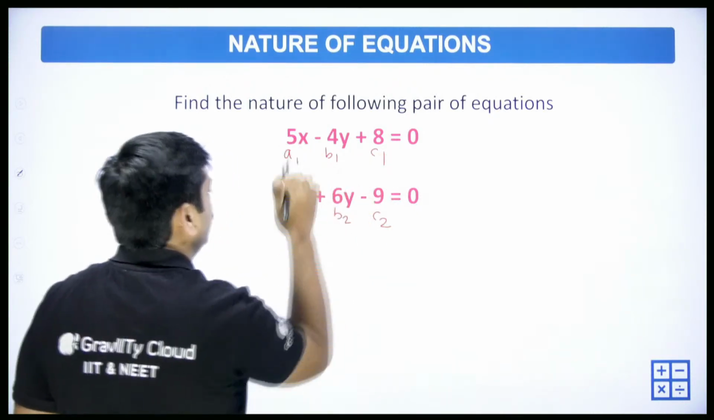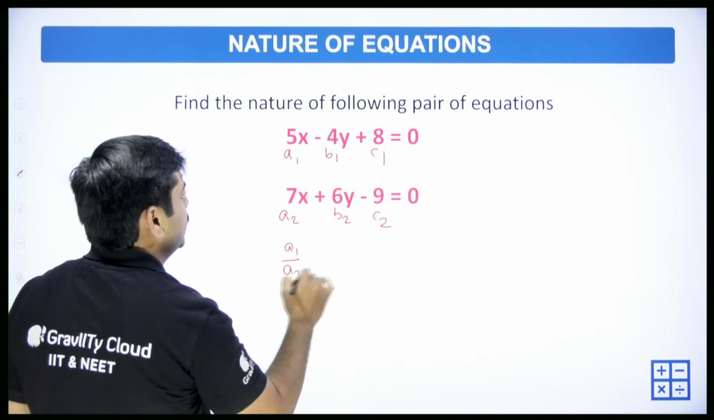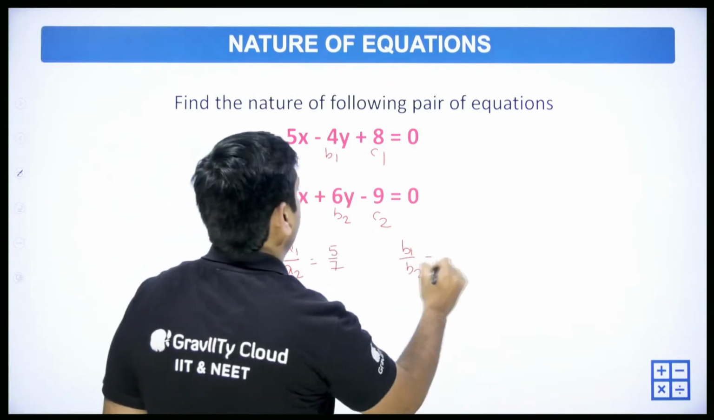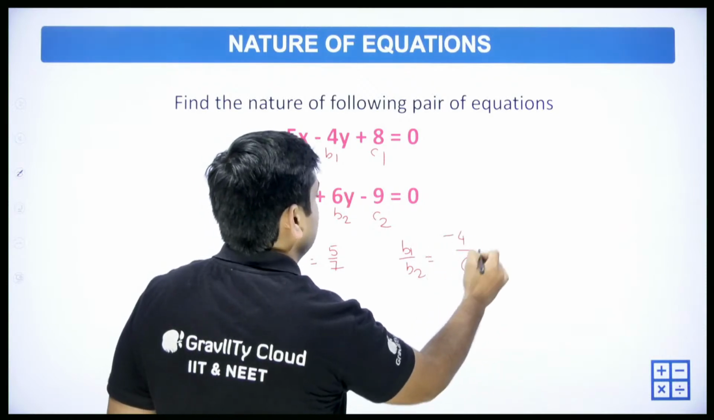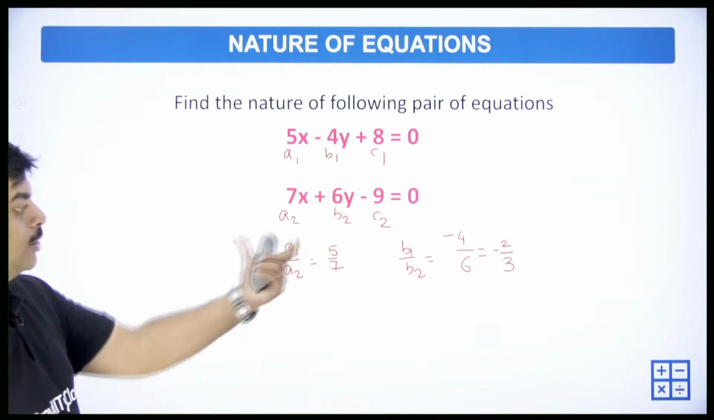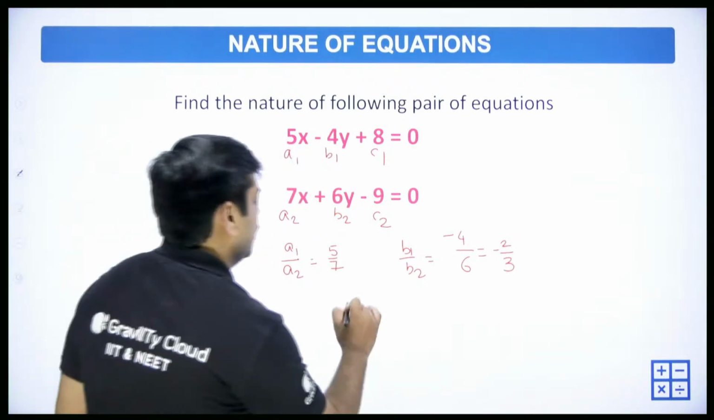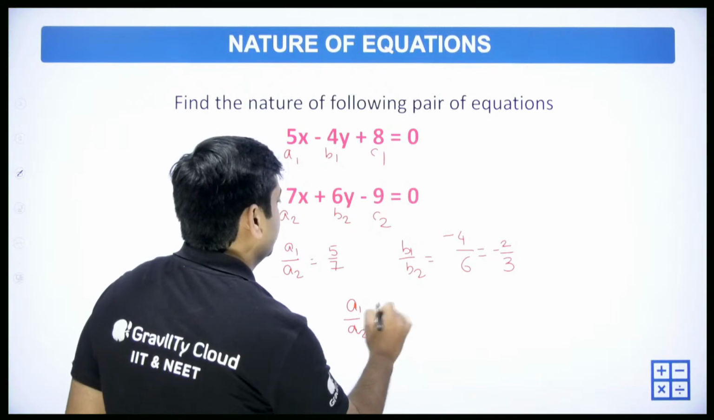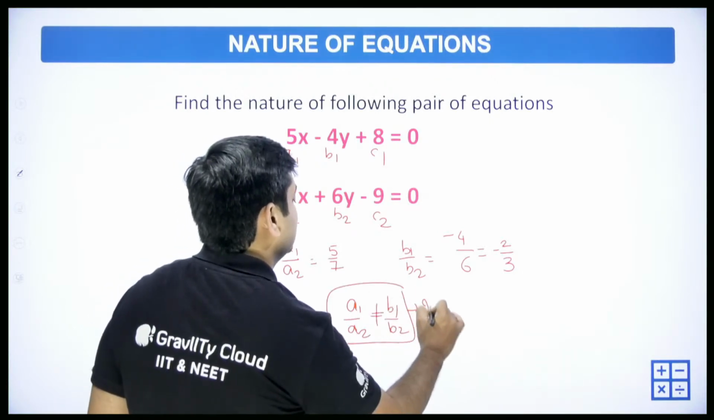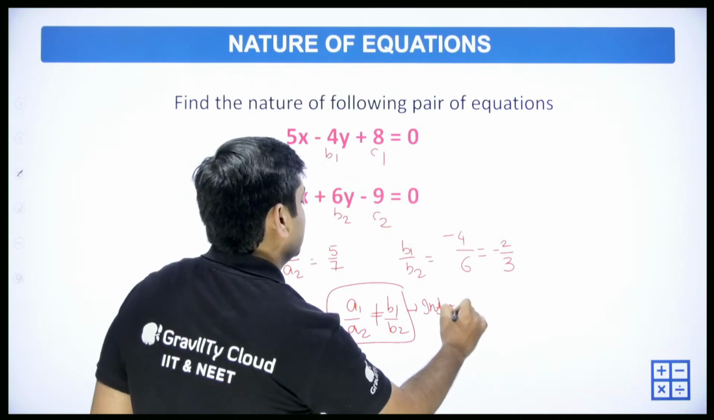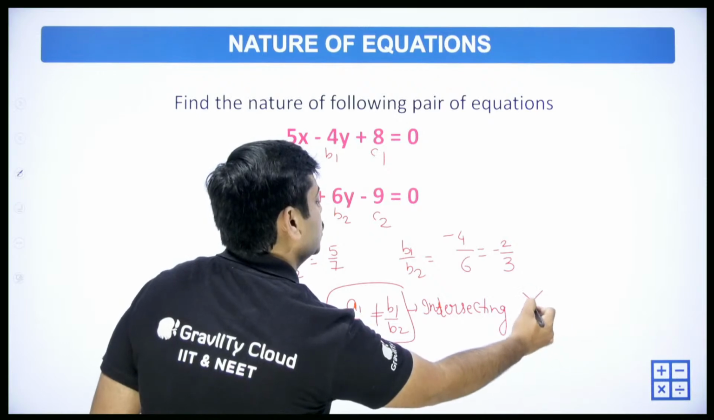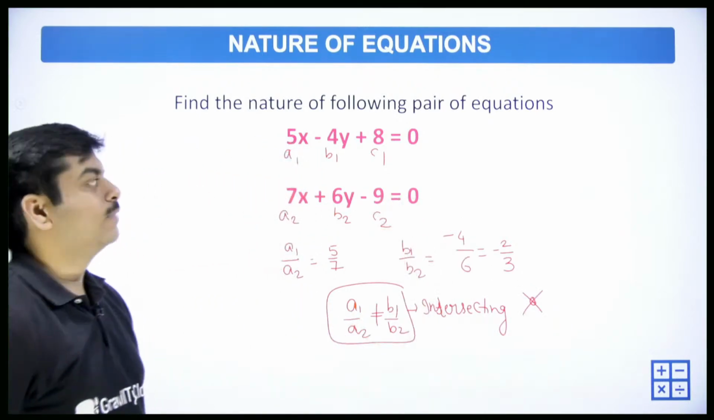So what is A1 by A2? A1 by A2 is 5 by 7. B1 by B2 is equal to minus 4 by 6, which is equal to minus 2 by 3. So now are these two equal? These two are not equal. It is enough to say that A1 by A2 is not equal to B1 by B2. It is enough to say that these lines are intersecting. And I told you intersecting lines will have one solution.